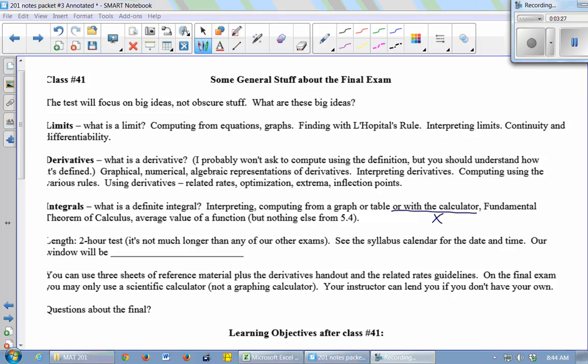You need to know the fundamental theorem of calculus, how to compute the average value of a function. That was the example about the Tiffany lamp, right? Something like that, but nothing else from 5.4.